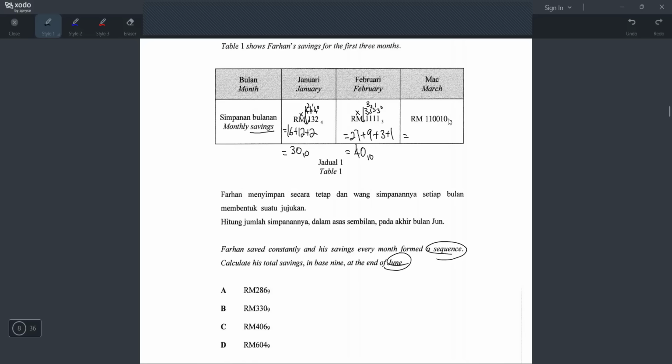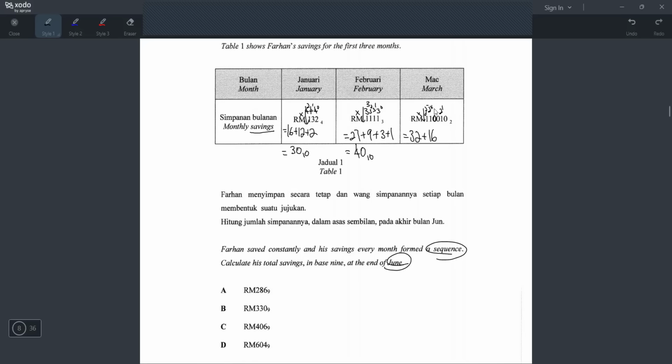And finally, this one is in base 2. So let's change to base 10. And we will also times. But we have to write down the place value first. If it's base 2, the place value will be 2 power 0, 2 power 1, 2 power 2, 2 power 3, 2 power 4, 2 power 5. So what you do is you will write 2 power 5 times 1, which is 32, plus 2 power 4 times 1, which is 16.